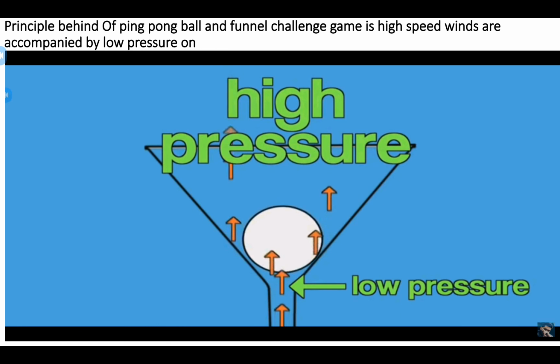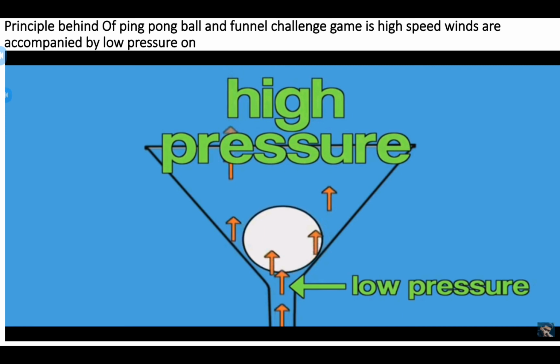Then one more activity, I am going to explain your favorite game. What is the favorite game? The ping pong ball and funnel challenge game. Enjoy with your siblings. But what is the principle behind this game also? Yes, your guess is correct. High speed winds are accompanied by low pressure.